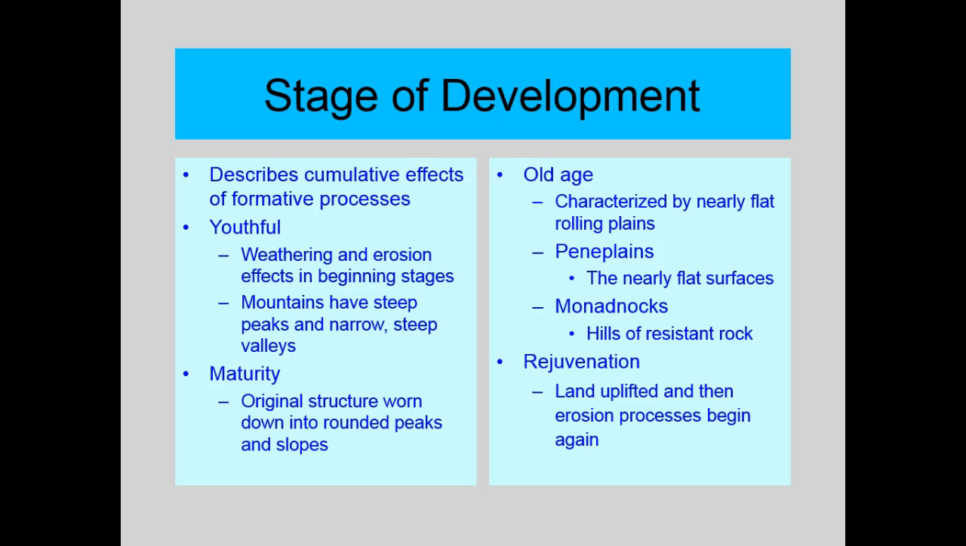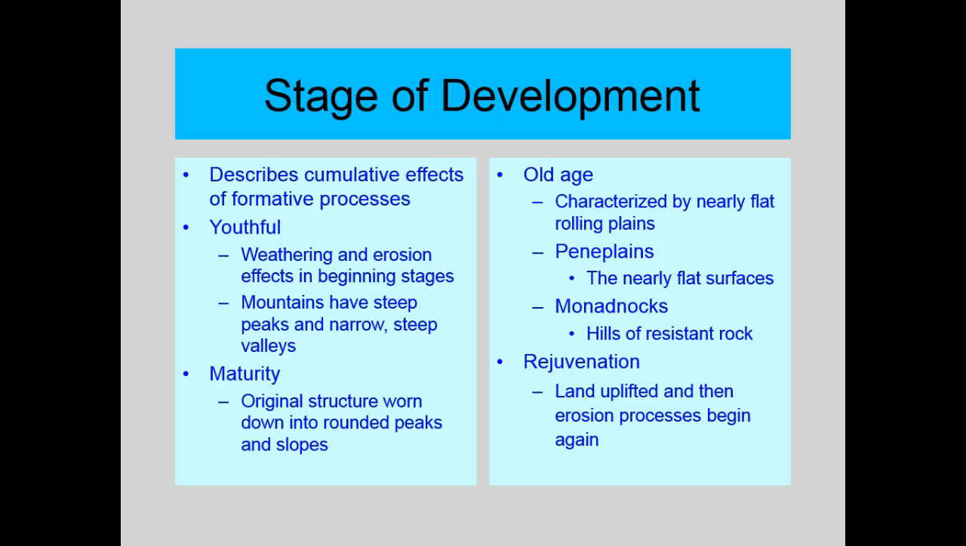Okay? Here we go again. Wow. Okay. The original structure is worn down into rounded peaks and a little bit gentler slopes. Because if you think about what happens with weathering, the sharp edges up top get worn off, so you have soil being formed or gravel or other things. That moves sort of downhill, so your top gets worn off, your valleys get filled in, so your slopes aren't as great as they were before. Okay? So that's moving toward maturity.